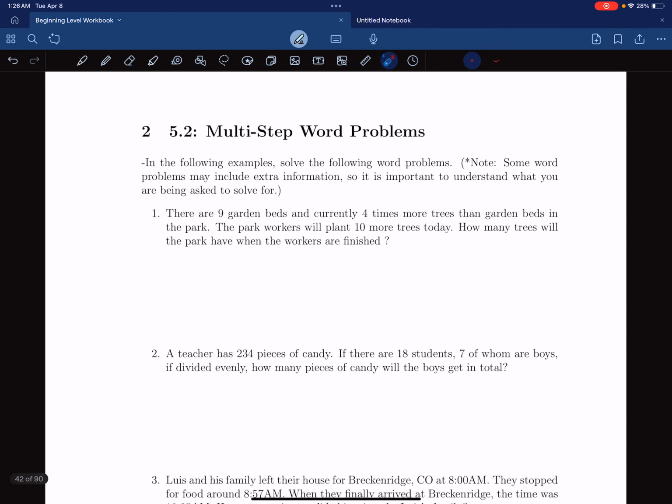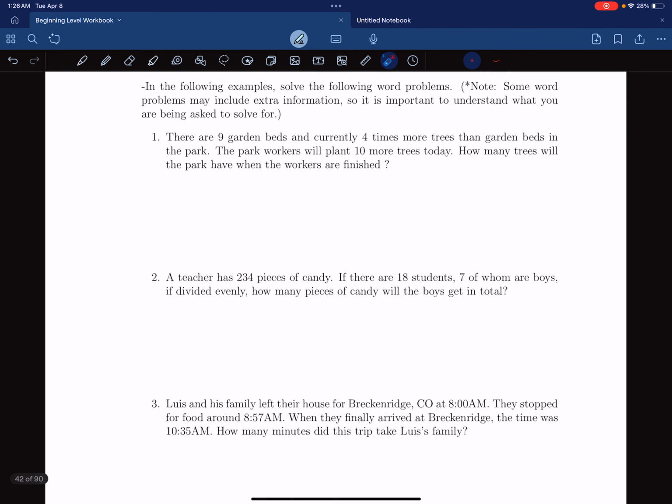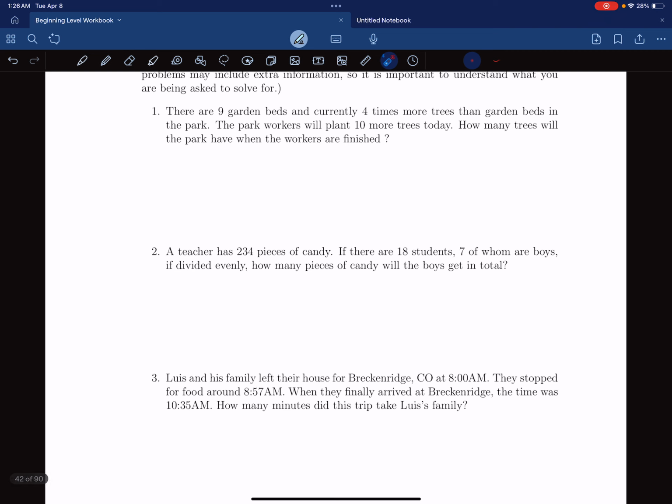Welcome to section 5.2. In this video, we're going to be going over word problems that require more than one step to get to the answer. It is important when reading through word problems to understand, number one, what is being asked of you, or what the question is asking you to solve specifically. And number two, it is important to interpret the information you're given and understand what to do with it in order to answer the question that's being asked of you.